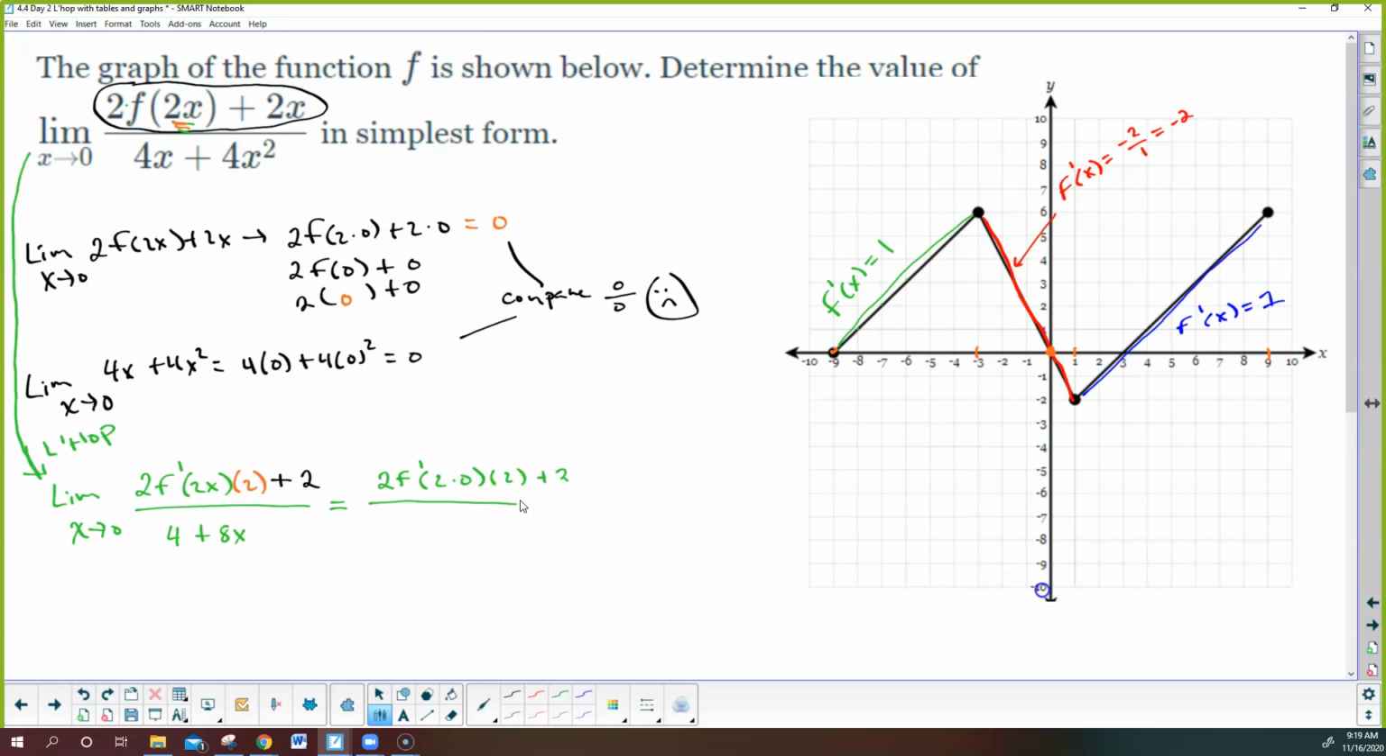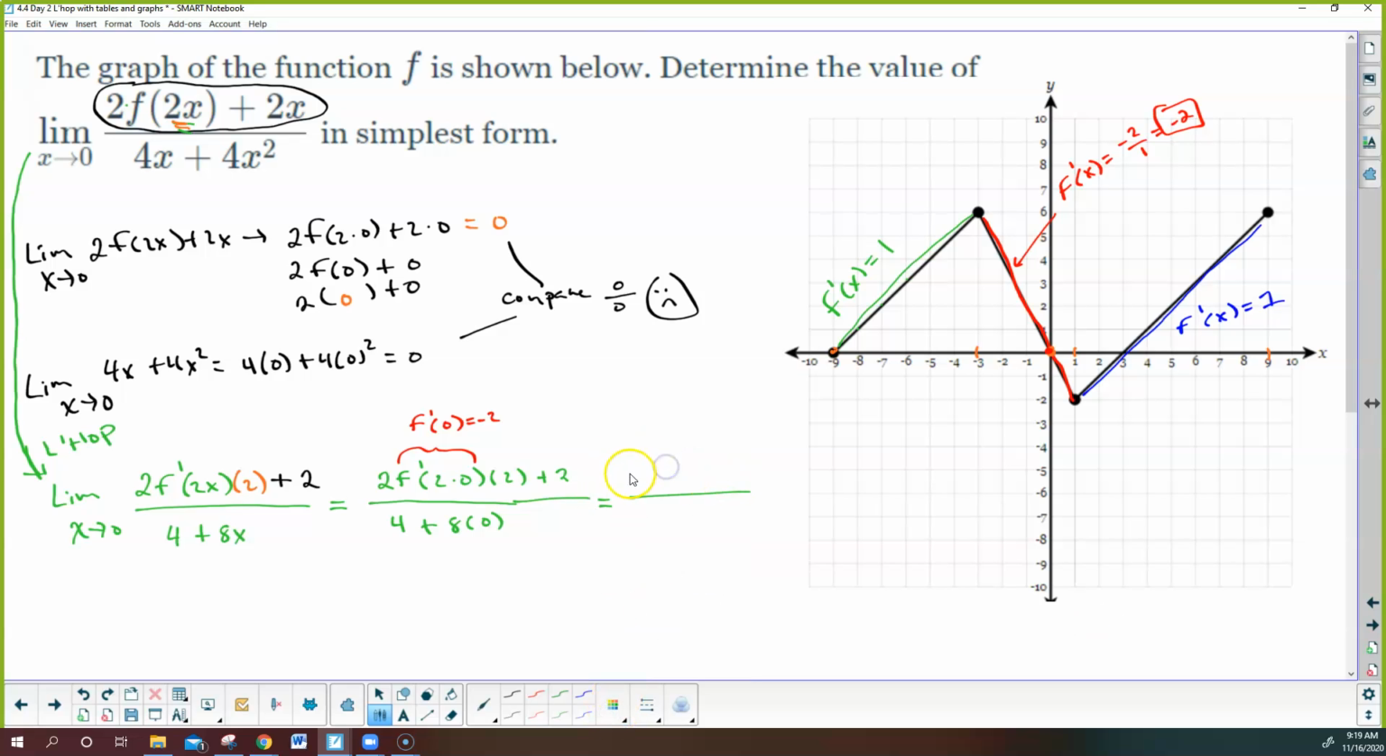And you could simplify before you write all this, but we're just going to plug in 0 for x here and here. And notice this part right here is going to turn into, we need the slope at 0. I need the slope of the point at 0. Well, f prime of 0 is the red slope. So that's a -2 right there.